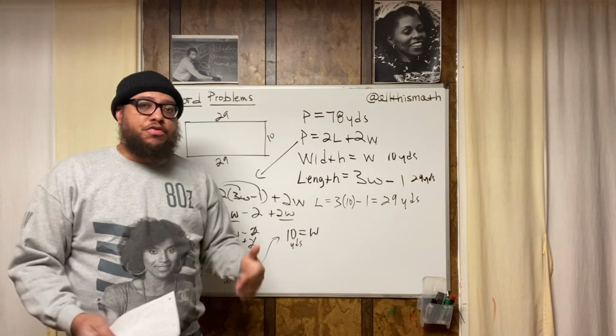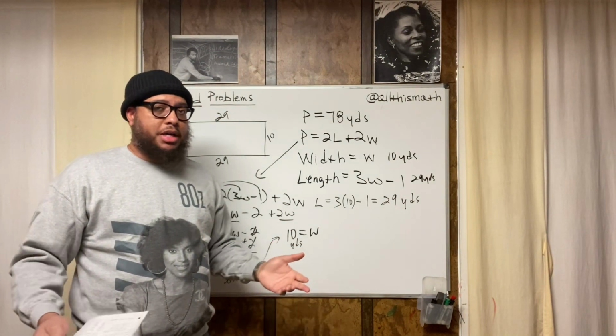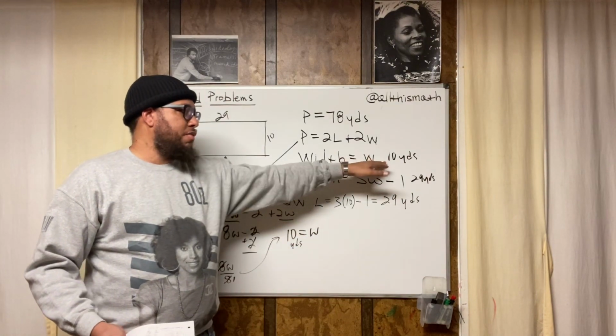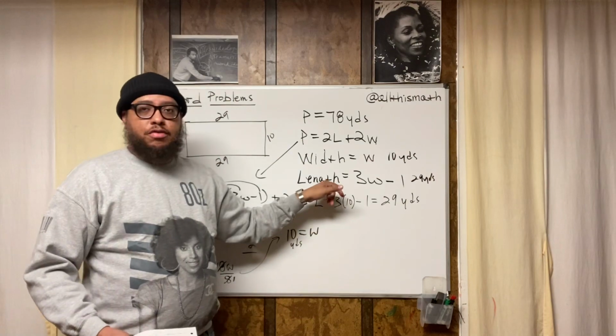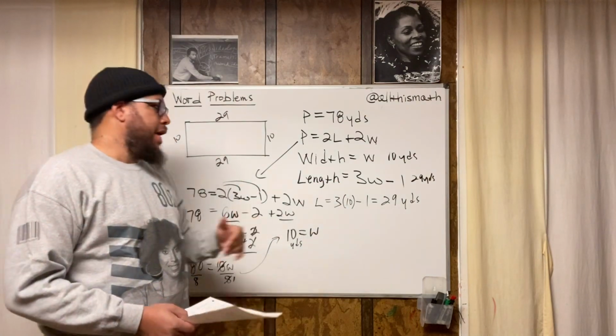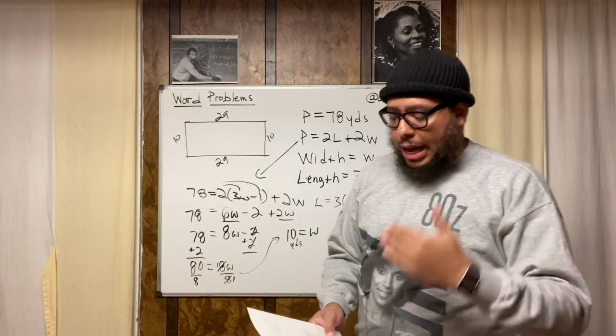So you got to be careful. If you back solve and use that method, then you got to make sure you put the numbers in the right place. Make sure the 10 goes with the width and the 29 goes with the length. So be very careful with that. But like I said, I just want to recap this one part, because when you see a problem like this, I like these problems.